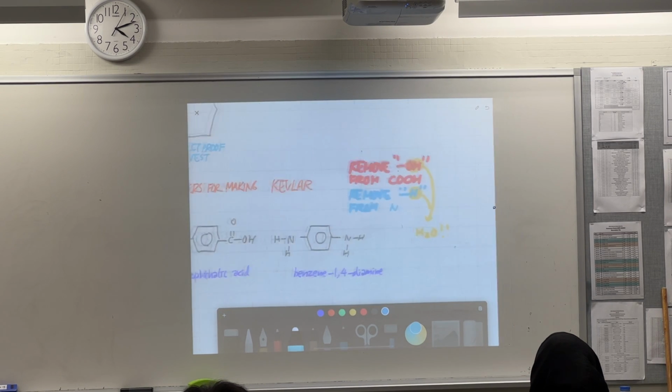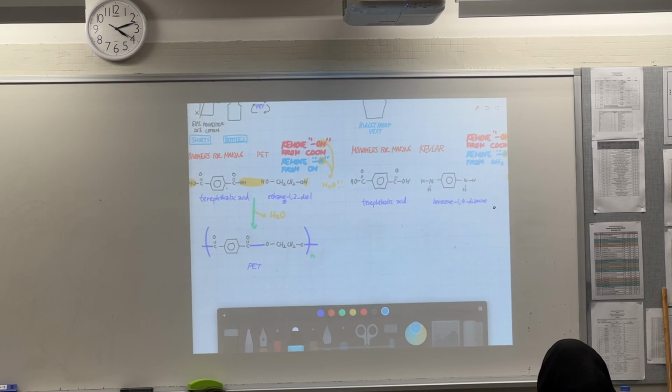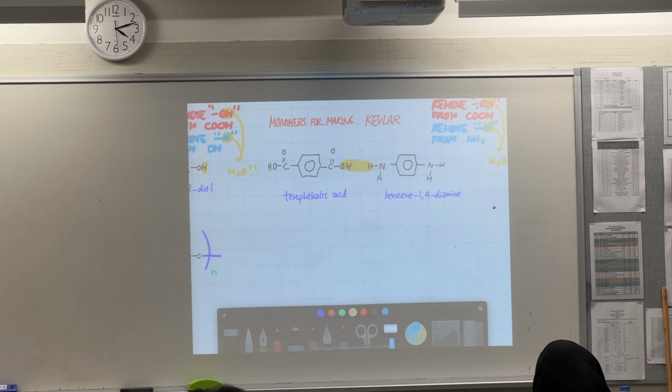So we remove an H from the NH2. Note that NH2 has two H's, but you only need to remove one of them. You don't remove both of the H's, remember. So remove one H from the NH2 group, and together, it forms water. Let me show you how this works with one of the groups here first. So the OH and the H, they eliminate. Can you draw me the product?